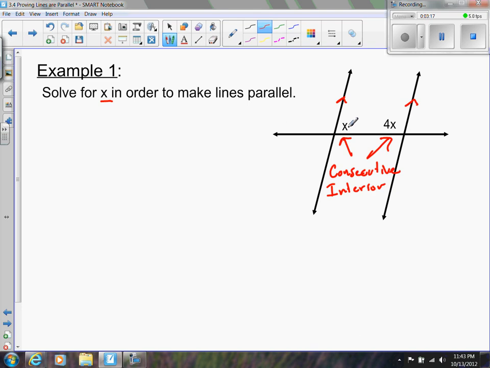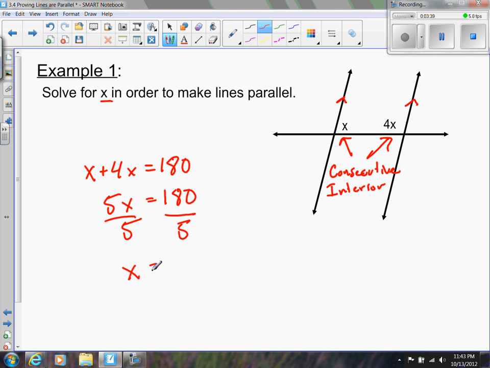If you look, this angle's acute, this angle's obtuse. Hopefully you realize that then they have to add up to 180 if the lines are parallel, and that's what we're looking for. So x plus 4x is 5x. And when I divide, 5 goes into 18 3 times. You're left with 20. 5 goes into 20 4 times. So x is 34.